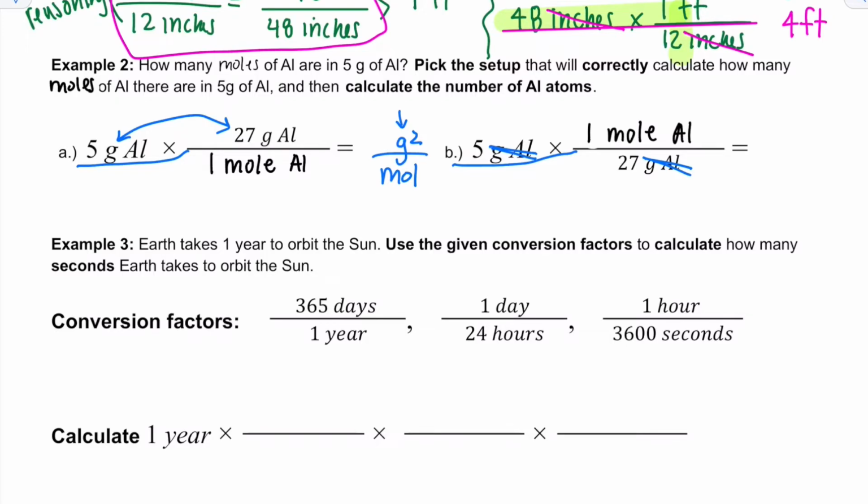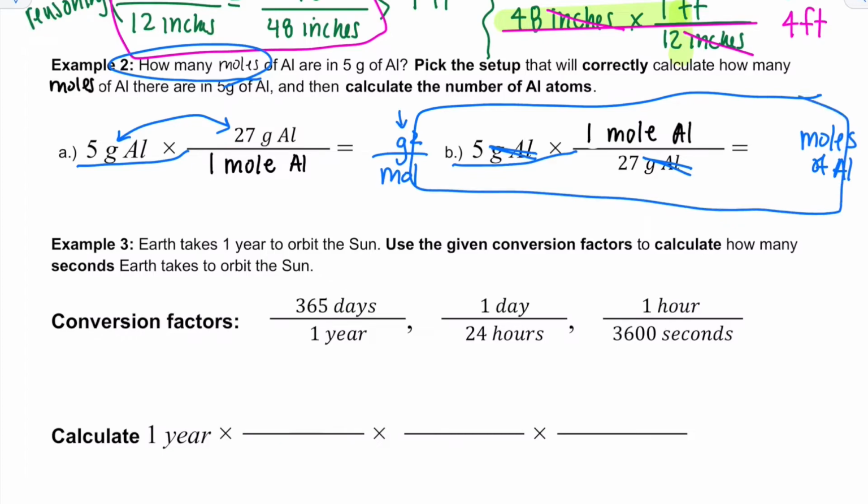So for B, the ending unit is moles of aluminum. That is what the question's asking for, how many moles? You'll realize that anytime a dimensional analysis problem is set up correctly, the unit that you're looking for is on the top, and the unit that you start with is on the bottom, every single time. It makes setting up these problems a little bit quicker and simpler than doing a proportional reasoning problem. So we now know that B is the correct answer.